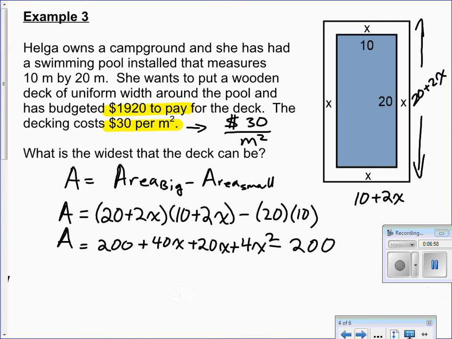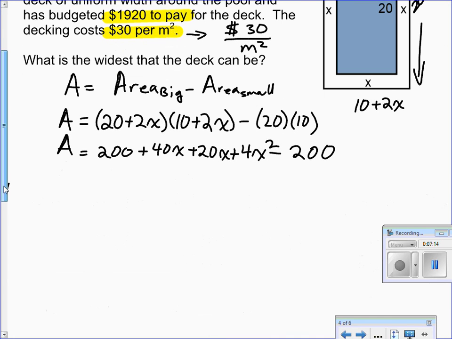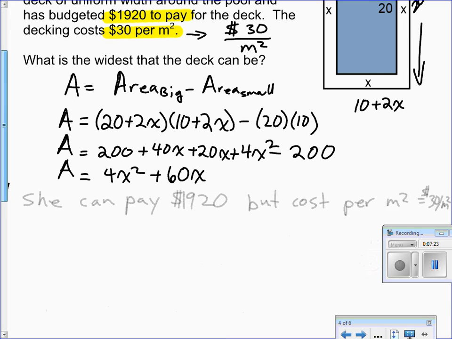So now we end up with A is equal to 40 plus 20x plus 4x squared minus 200. And that's just the expansion of the first bracket, minus the small area, which is 20 by 10. Now, simplifying, you end up with A is equal to 4x squared plus 60x. Now, in order to figure out how much she can pay for, we know she can pay $1920, but the cost per meter squared is $30 per meter squared.